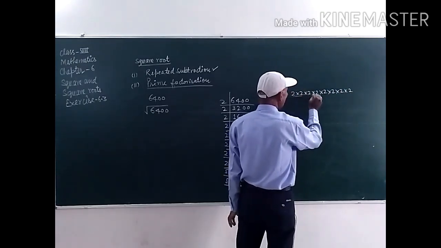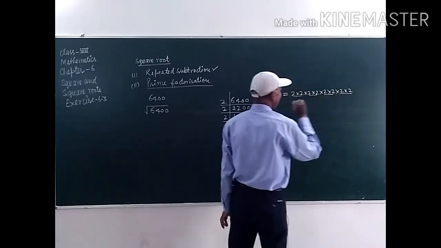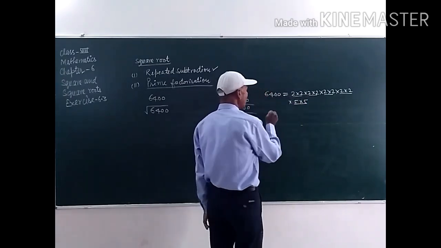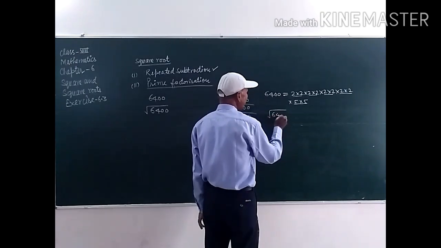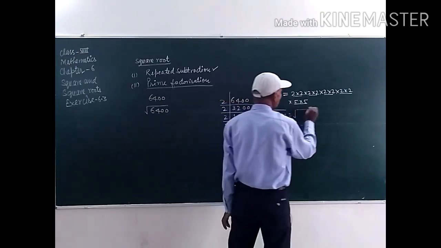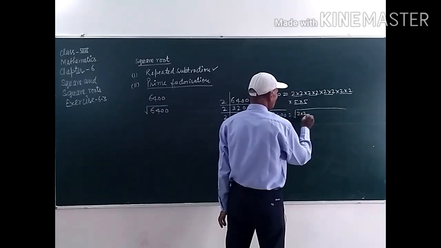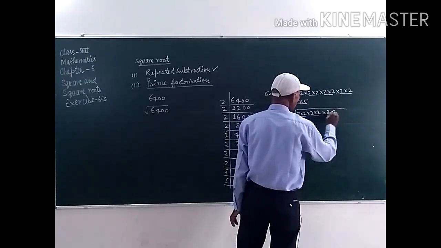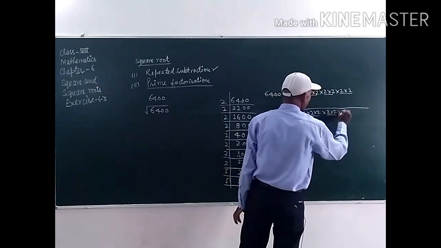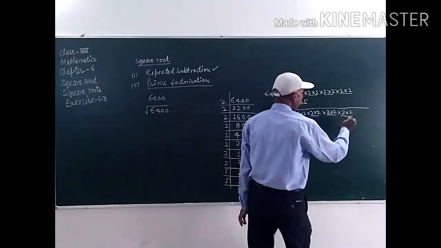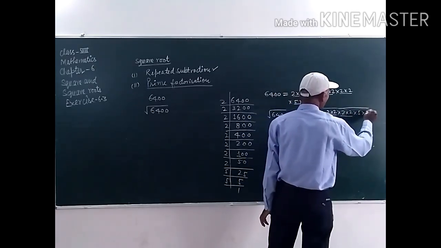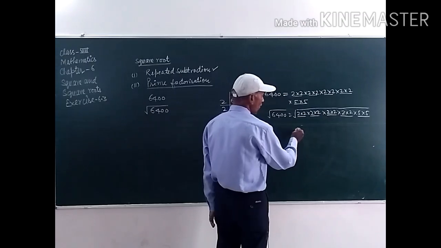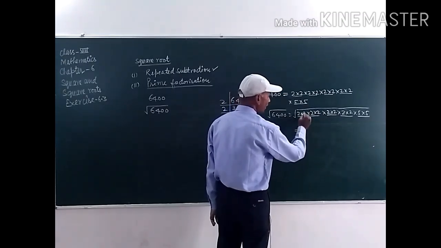This one 1 pair, 2 pair, 3 pair and 4 pair. 8 times into 5 into 5. This one the next pair. So under root 6400, it means under root 2 into 2 first pair, again 2 into 2 second pair, 2 into 2 third pair, this one 2 into 2 fourth pair into 5 into 5, this one is 12. So out of a pair we have to choose 1, that will be the square root of this number. Clear, student?